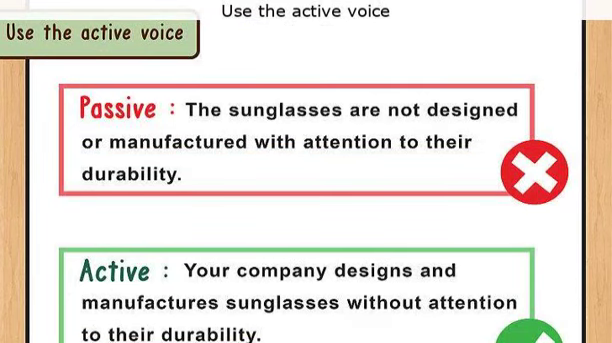Step 4. Use the active voice when describing a situation or making a request. Make sure to choose the active voice, rather than the passive voice. The passive voice can make your writing ambiguous or impersonal. In addition, the active voice is more streamlined and straight to the point. Passive: "The sunglasses are not designed or manufactured with attention to their durability." Active: "Your company designs and manufactures sunglasses without attention to their durability."